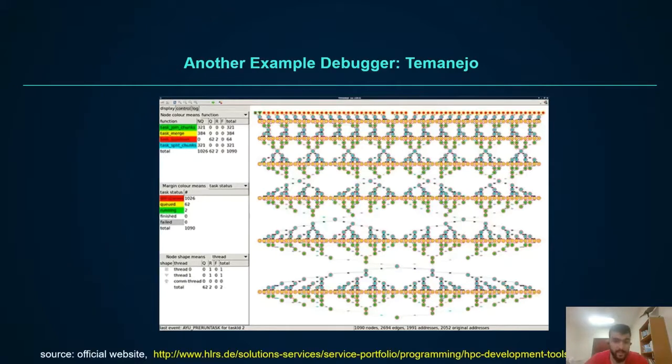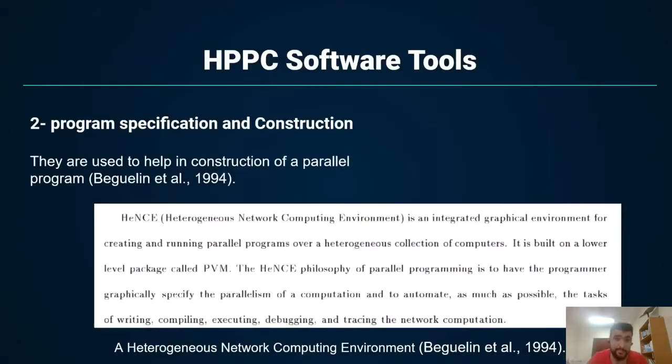The other debugger that we have seen is Timinagio. Timinagio is basically a graphical solution for parallel debugging. It allows you to understand how your processes are interacting with each other, and where the race condition happens, or the problems during the runtime.